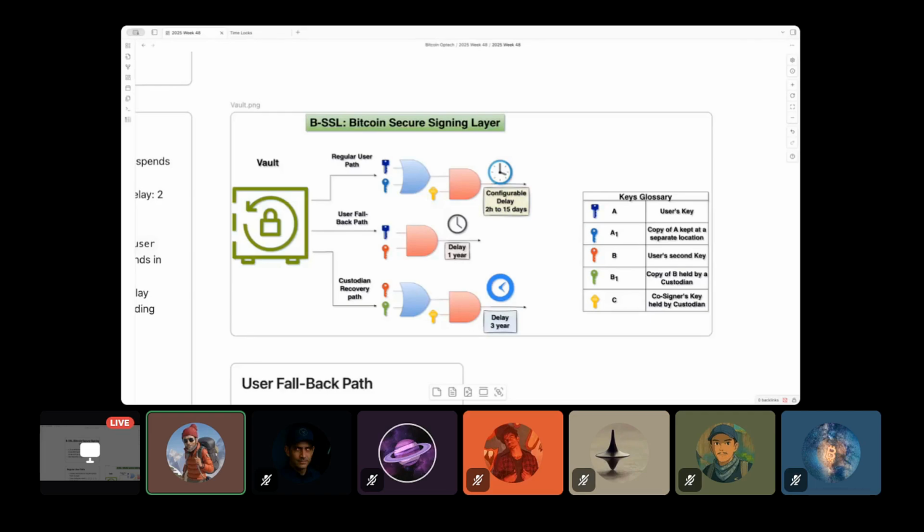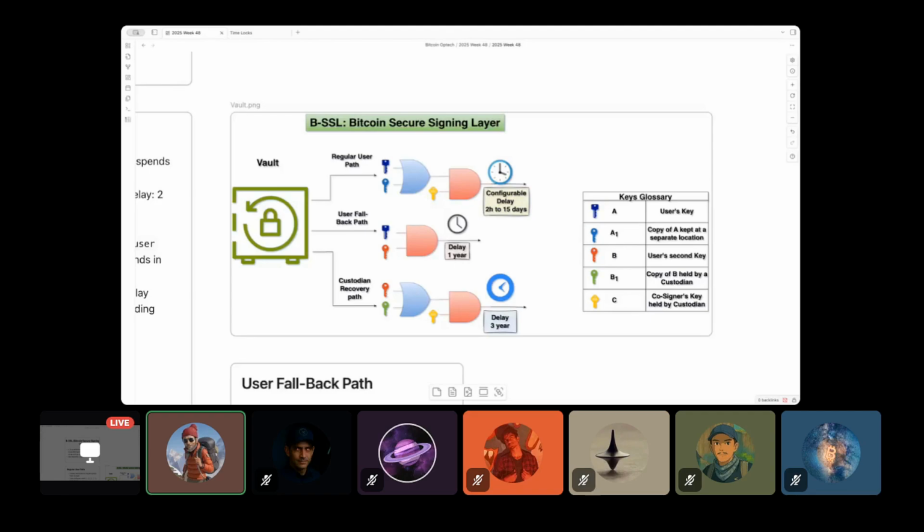So there are three paths of spending. One is the regular path. The second one is the fallback path, and the third one is the custodian recovery path. In the regular path, the user can spend either with his key A or a copy of this key, A1. Both are the same, except that they are geographically separate. So if he loses access to A in one geography, he might move to another geography to recover this key A1. So both the keys are in fact the same.